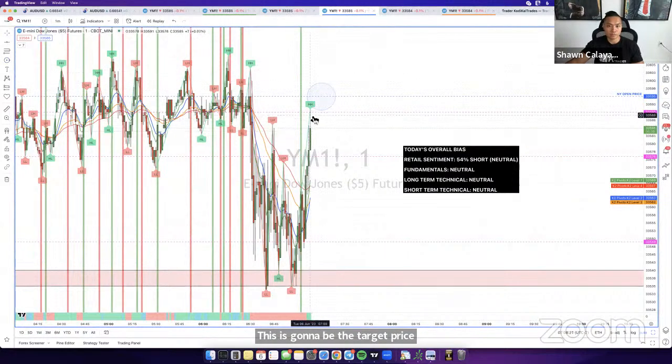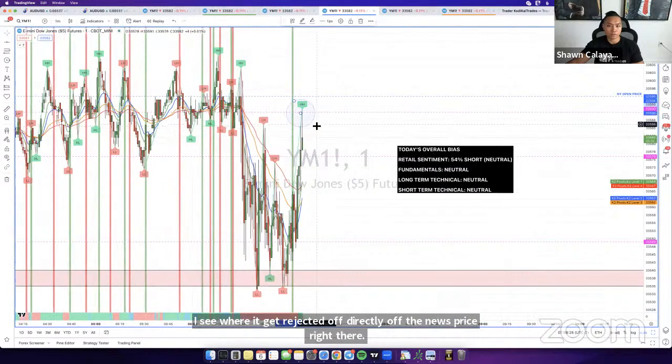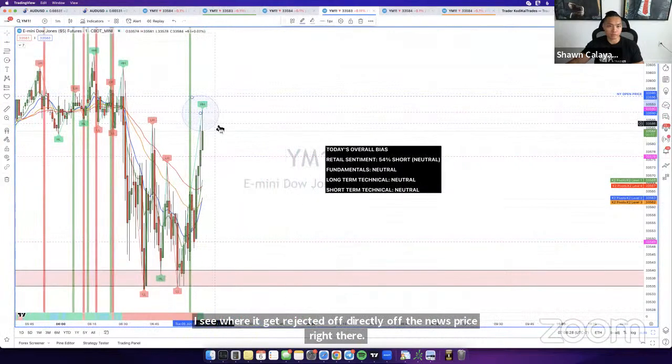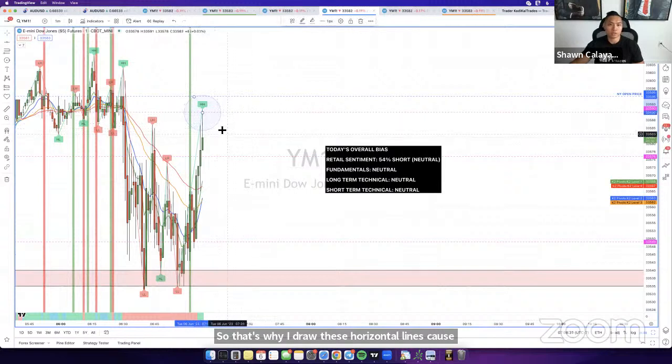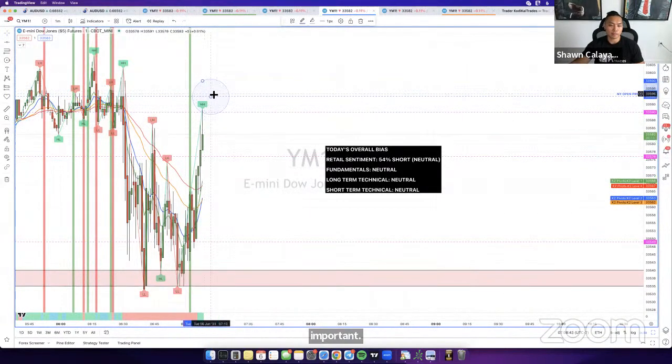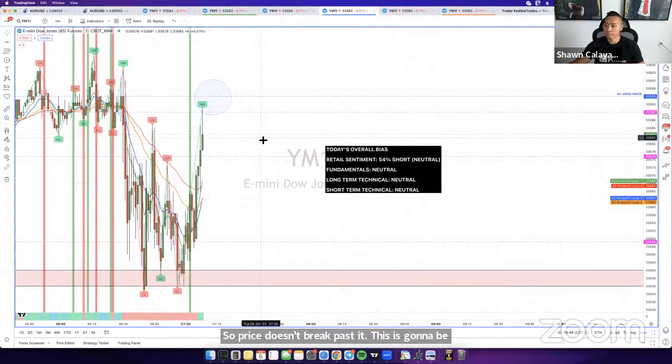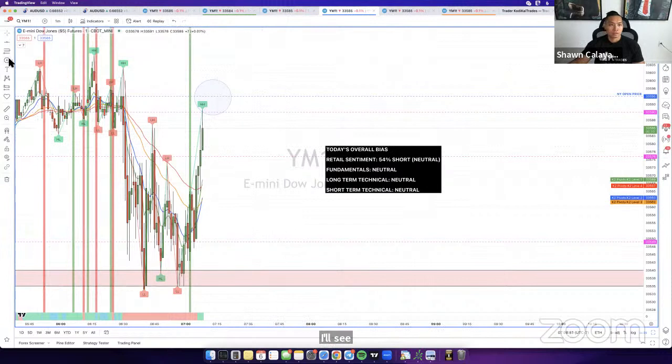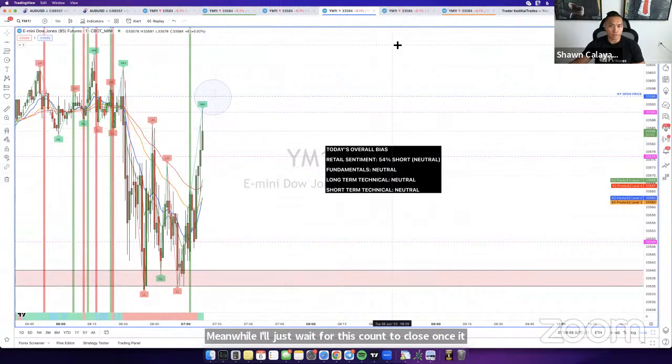We'll see if it actually makes it past the news price right here. See where it rejected off, directly off the news price? That's why I draw these horizontal lines, because they're markers for you. If you look at where price is pushing, typically these horizontal lines will be the target price points. This is just news price, so I don't think it's super important. I think the really important area is the opening price right there. If price does break past it, this is going to be the target area. We'll see. Meanwhile, I'll wait for this candle to close. Once it closes, I'll identify it as the new higher high.